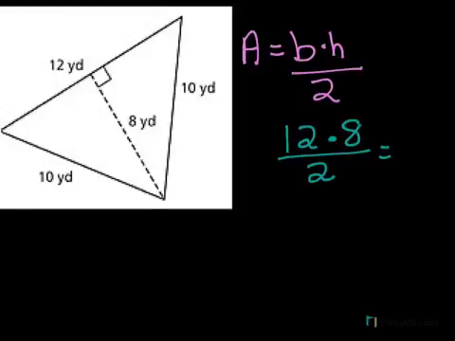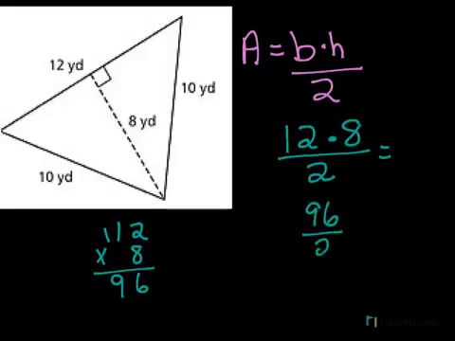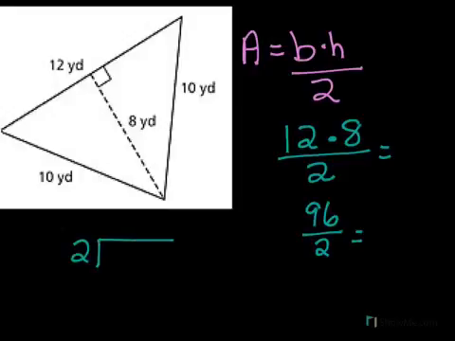Well, from my math facts, I know what 12 times 8 is, but just in case I forgot, off to the side I can always do a little helper problem. 12 times 8 is 96, divided by 2. So, if I don't know that answer by heart, I can also do a little helper division problem.